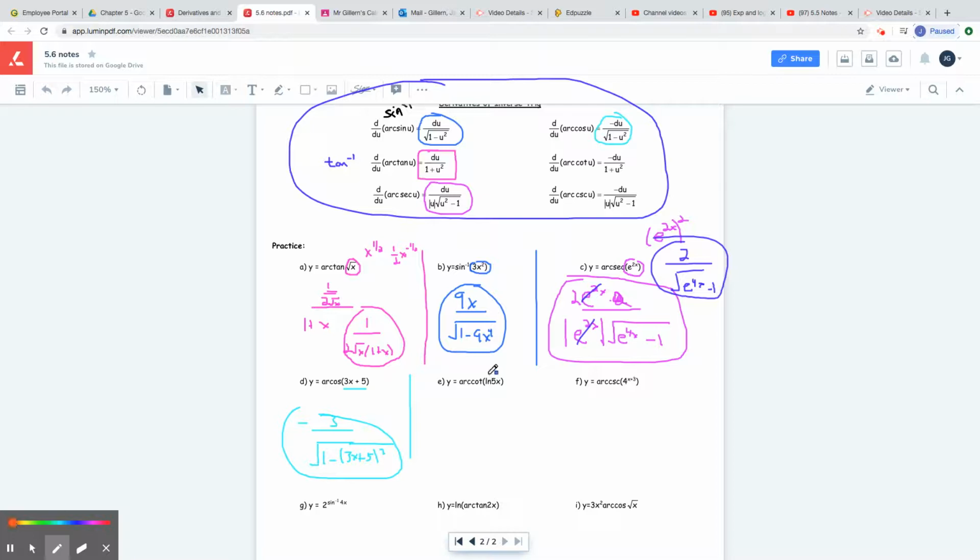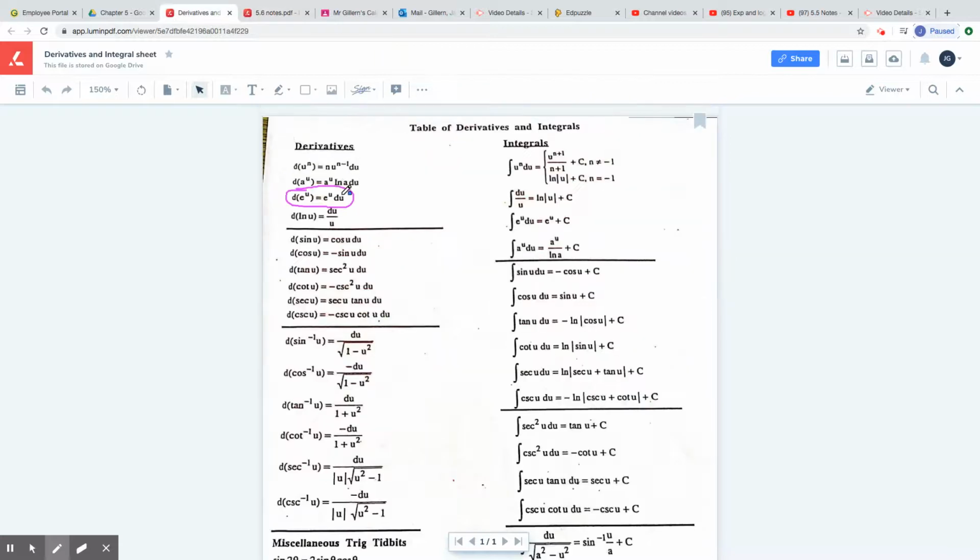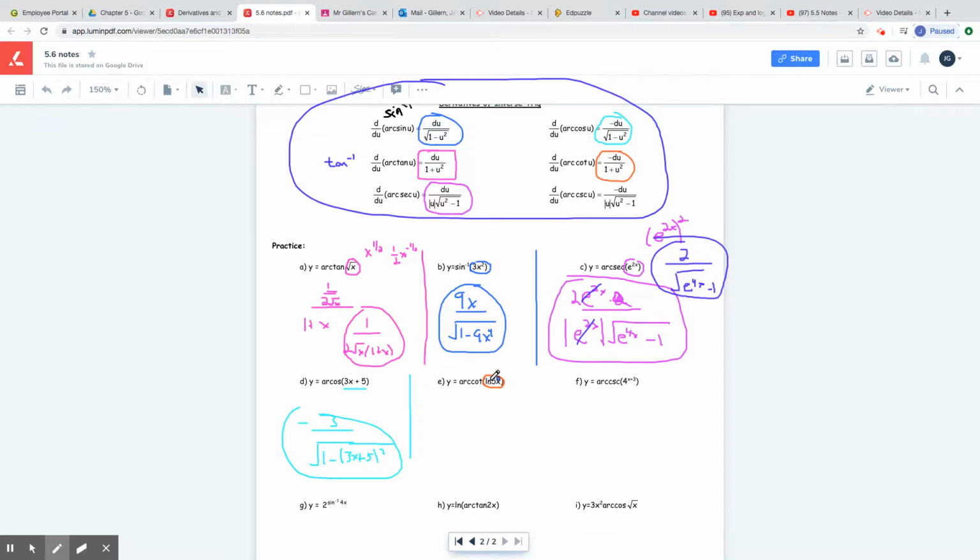All right, next one. Natural log of 5x is going to be our u. Arc cotangent. Where's arc cotangent? That's right here. So it's negative du. Well, how do I figure out the derivative of the natural log? If you forget, you go to your formula sheet. It's right here. The derivative of natural log is du over u. So the derivative of 5x is 5, over 5x. But if you remember what happens, that's just 1 over x. So the derivative of natural log of 5x is 1 over x.